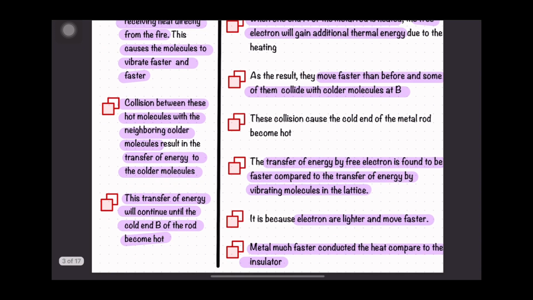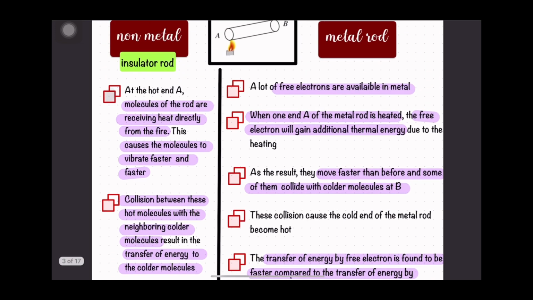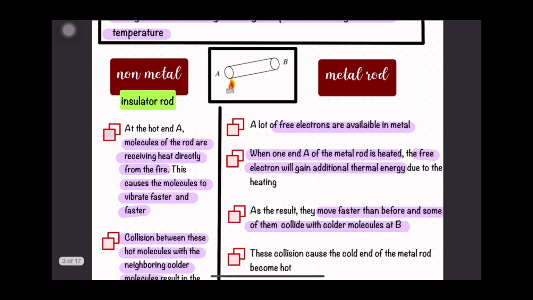Okay, so this is because the electrons are lighter and move faster. So metal conducts heat much faster compared to the insulator. So maksudnya kalau awak panaskan satu kayu and satu lagi you panaskan metal. Metal kita panggil aluminium lah, contoh copper ke kan. Okay, bila you panaskan one side, you akan rasa tangan you lagi cepat panas, compare bila you panaskan kayu.